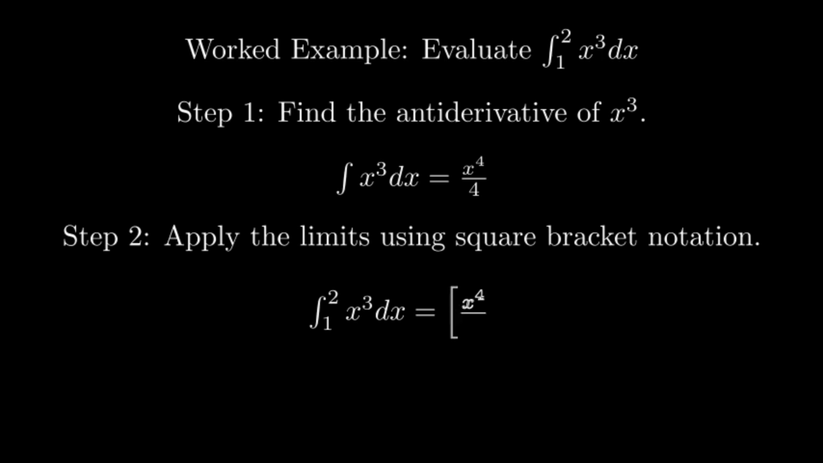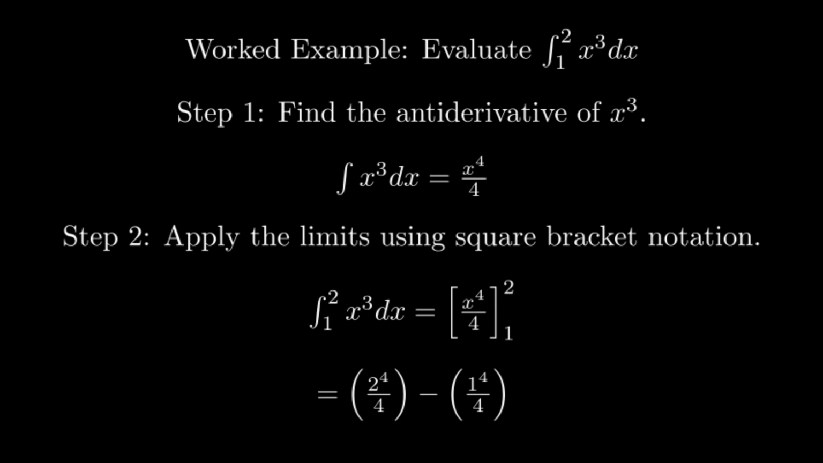Now, we write our antiderivative in the square bracket notation, with the lower limit, 1, at the bottom, and the upper limit, 2, at the top. This notation is a reminder to evaluate at these 2 points and subtract.